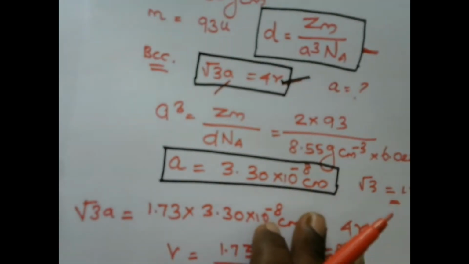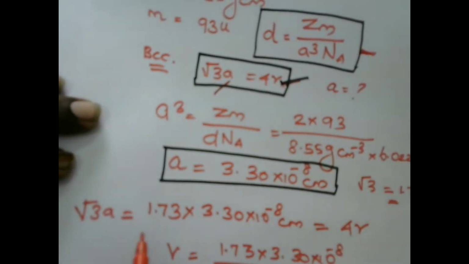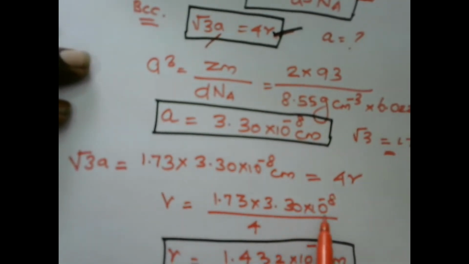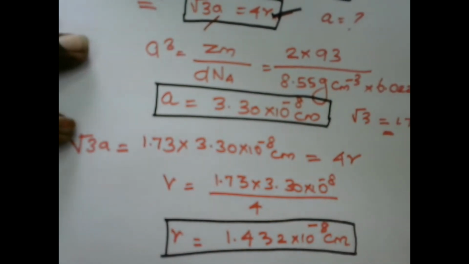So substituting in root 3 A is equal to 4R: root 3 A, that is 1.73 into 3.30 into 10 to the power of minus 8, is equal to 4R. Taking R to the left-hand side, R is equal to 1.73 into 3.30 into 10 to the power of minus 8 by 4. So finally we get the value of R. That's it.